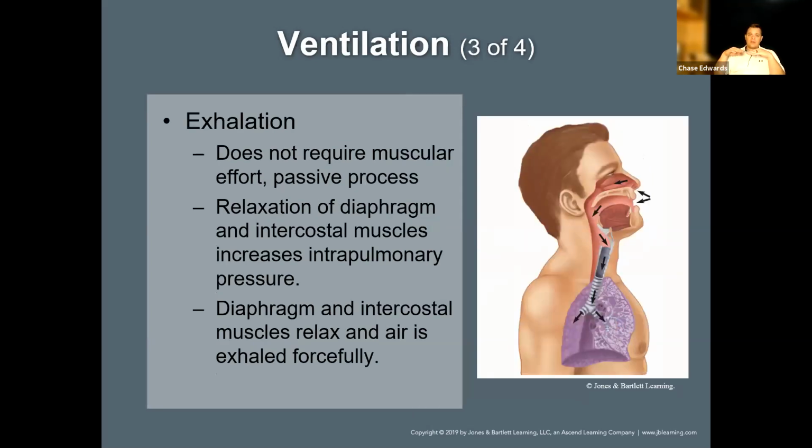Exhalation does not require muscular effort. It's a passive process. The Hering-Breuer reflex is the feedback loop, a combination of mechanical and neural control. Relaxation of the diaphragm and intercostal muscles increases the intrapulmonary pressure. When the size of the thoracic cage decreases, air in the lung is compressed into a smaller space, increasing the air pressure. Maximum expiration occurs when the diaphragm and intercostal muscles relax. Air is exhaled forcefully as opposed to the normal passive process.